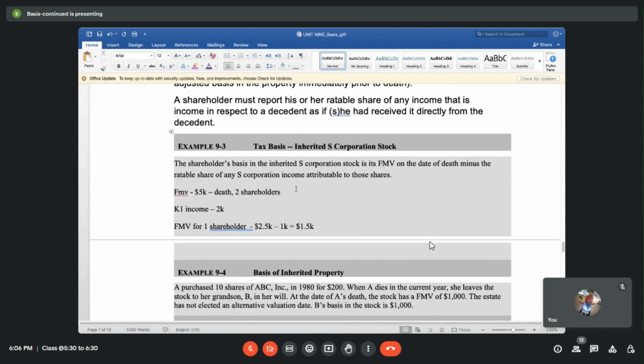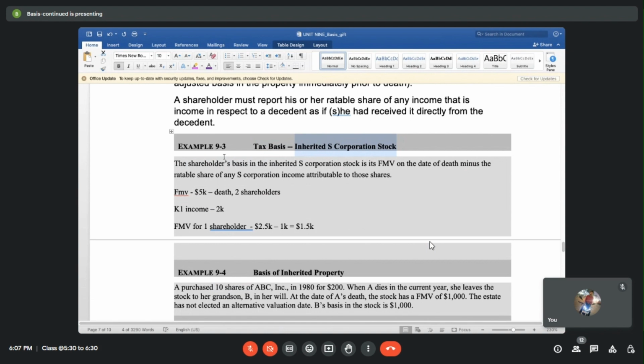Let's go over this example: tax basis for inherited S corporation stock. If the owner of the S corporation died, how would the stock be inherited and what becomes the basis for that stock? Raksha, you want to read this 9.3? The shareholder's basis in the inherited S corporation stock is its fair market value on the date of death minus the rateable share of any S corporation income attributable to those shares.